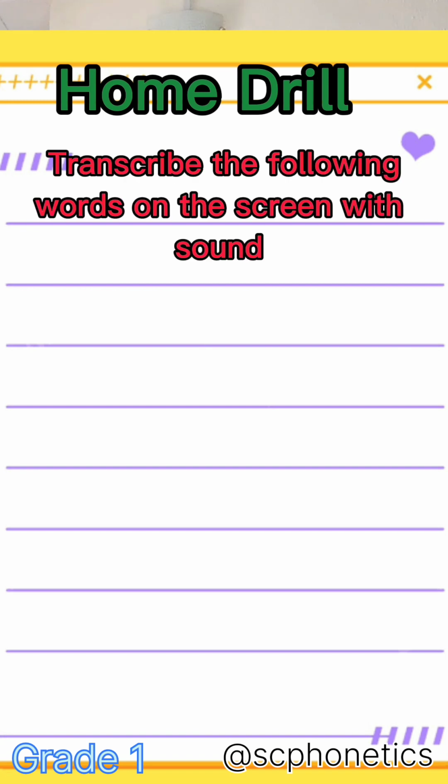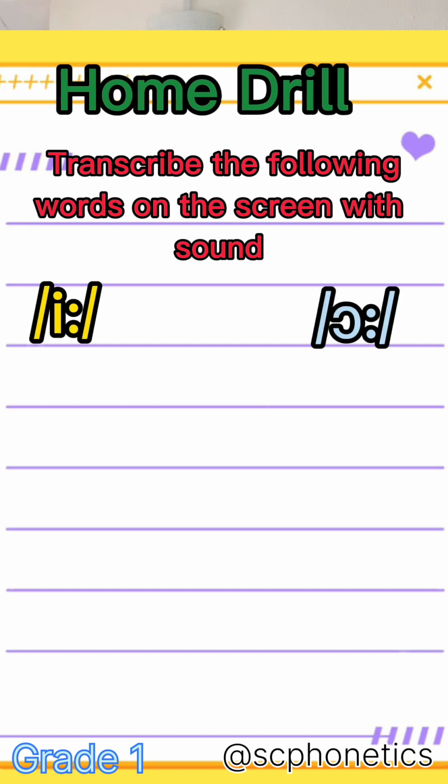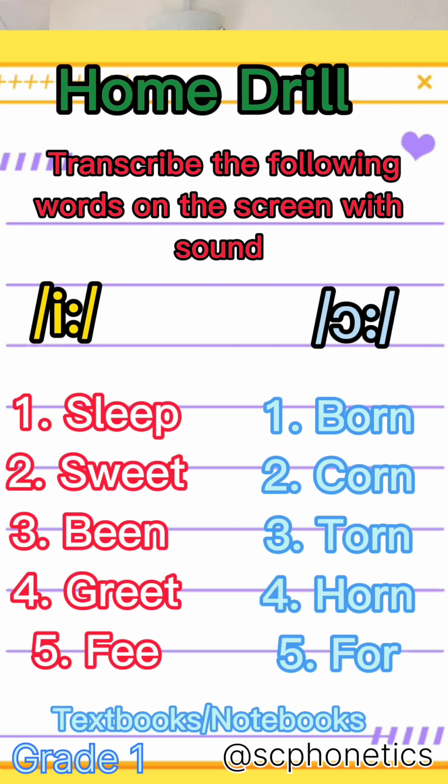Transcribe the following words on the screen with sound E and OR. And remember, don't transcribe with capital letter. And also, your letter C turns K, but letter K remains K.